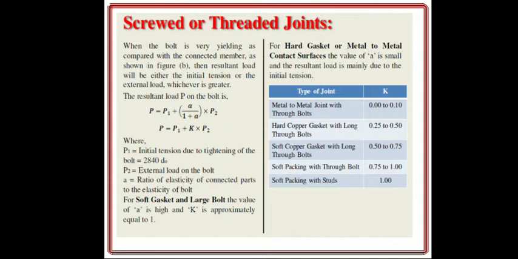Here in this table the K values are given as per the type of joint. For a hard gasket or metal to metal contact surface, the value of A is small and the resultant load is mainly due to the initial tension. So according to the type of joint, the K values are already standardized. The first one is a metal to metal joint with a through bolt, with a value of 0 to 0.1. Hard copper gasket with a long through bolt, 0.2 to 0.5. Then soft copper gasket with a long through bolt, 0.5 to 0.75. Then soft packing with a through bolt, 0.75 to 1, and soft packing with studs, the value of K is 1.